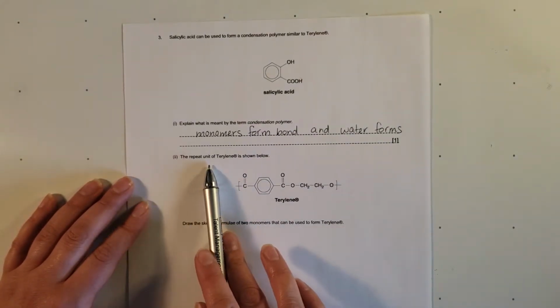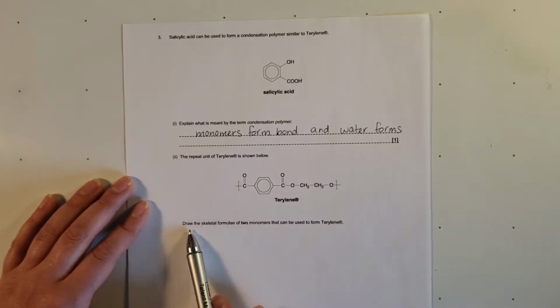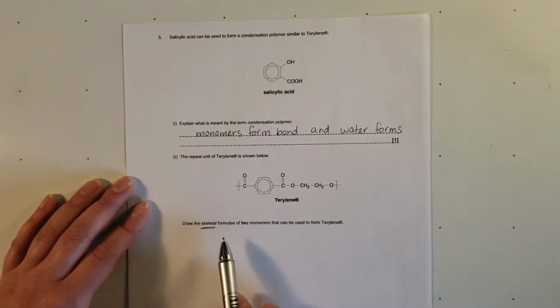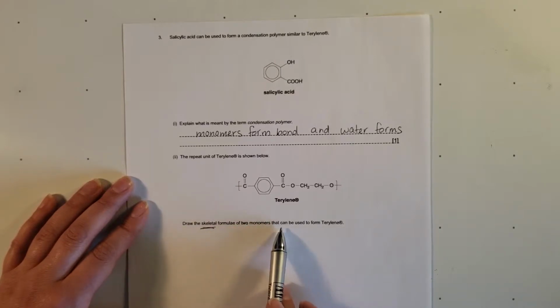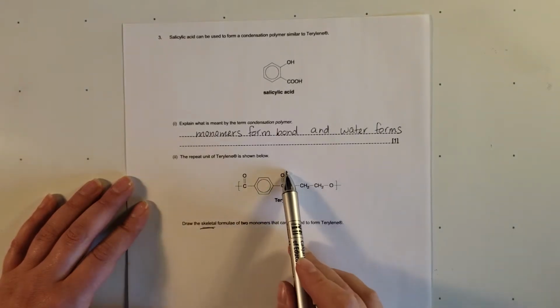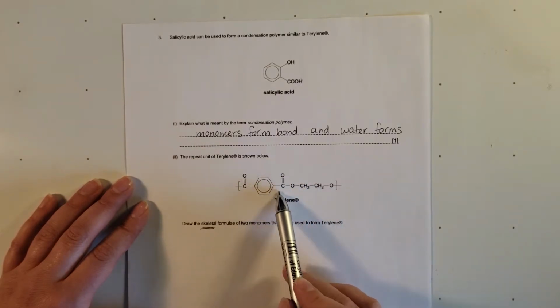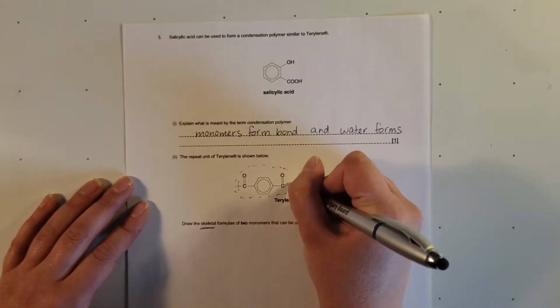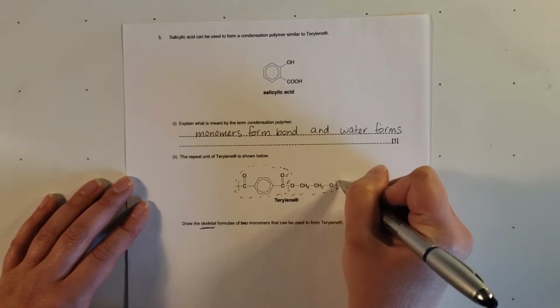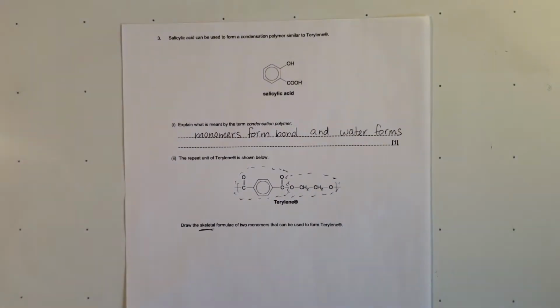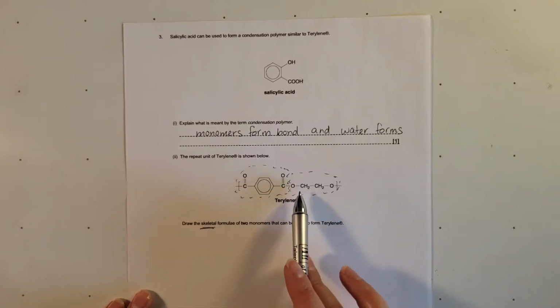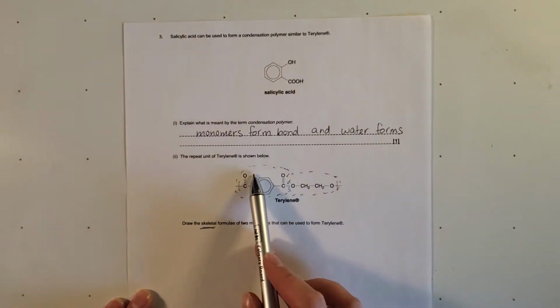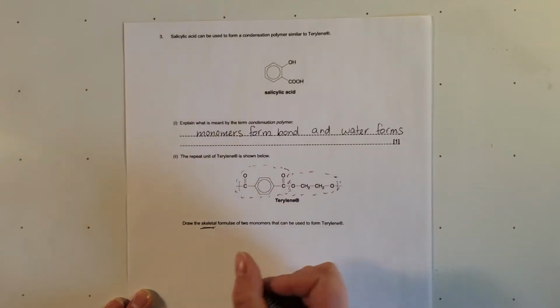So the next one, the repeat unit of terylene is shown below. Draw the skeletal formulae for 2 monomers that can be used to form terylene. All right, so we're looking for condensation polymer. We can hopefully notice here we have an ester link. So this is where we're going to have our 1 monomer on that side of the ester link and our other monomer on the other side. So we had a dicarboxylic acid and a diol. So let's start with the first monomer with the dicarboxylic acid.